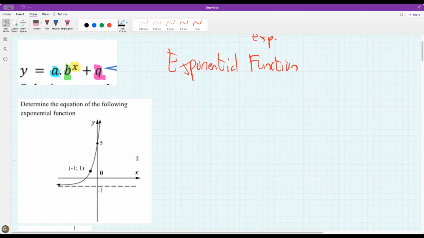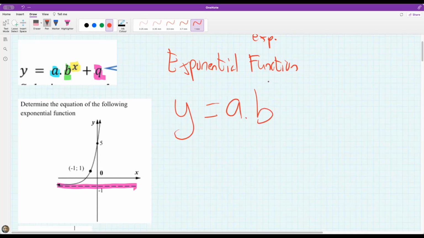Which value would you try and get first if we have to find the equation of this exponential function? Which would you go after first? Yep, q is the easiest, because q relates to the horizontal asymptote. So it's actually so easy that this has to be -1.